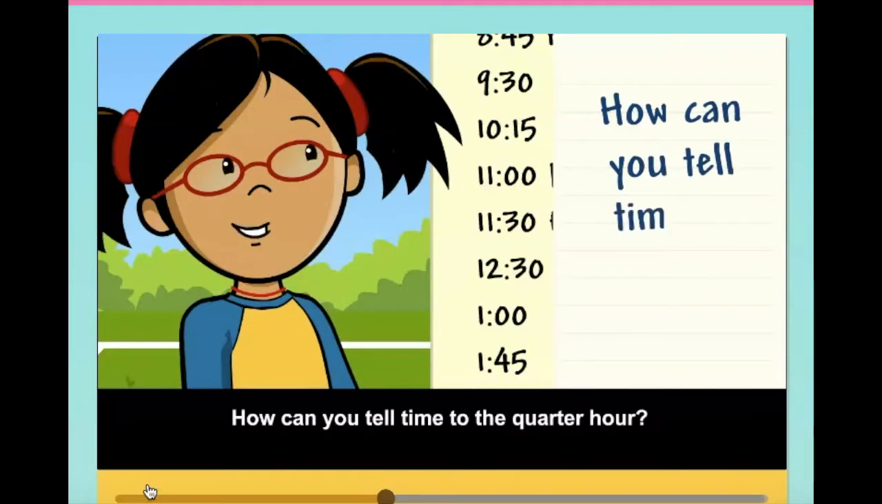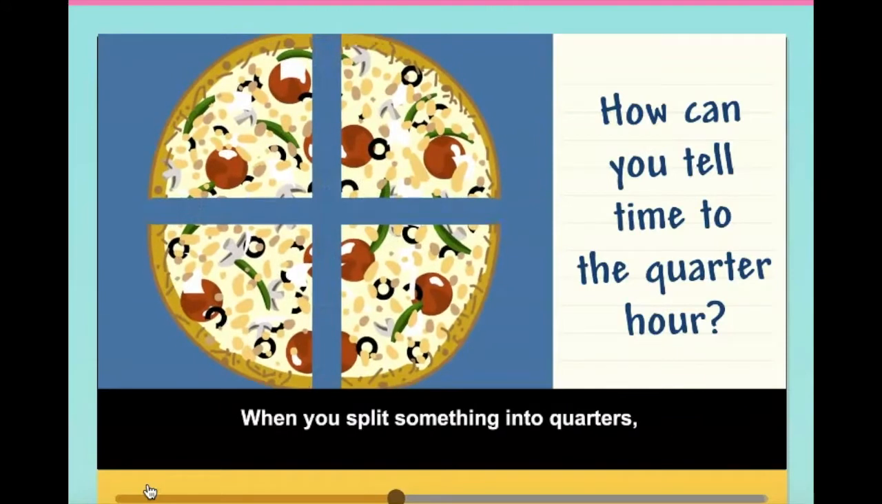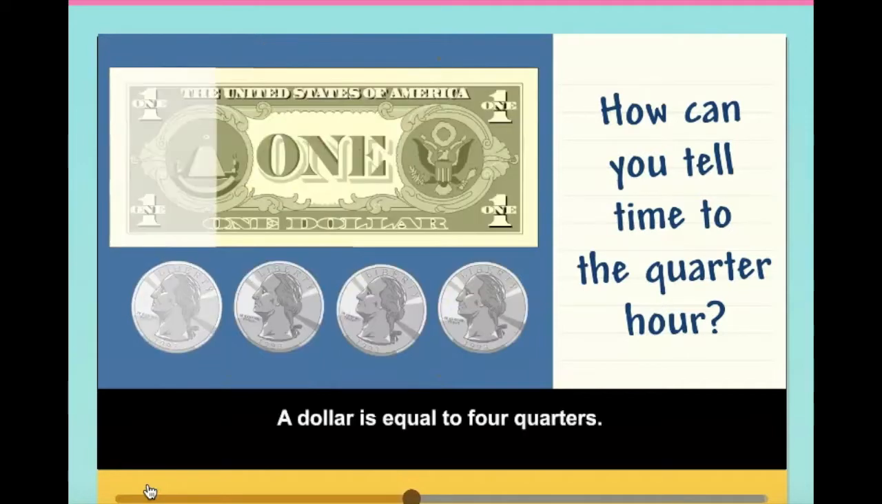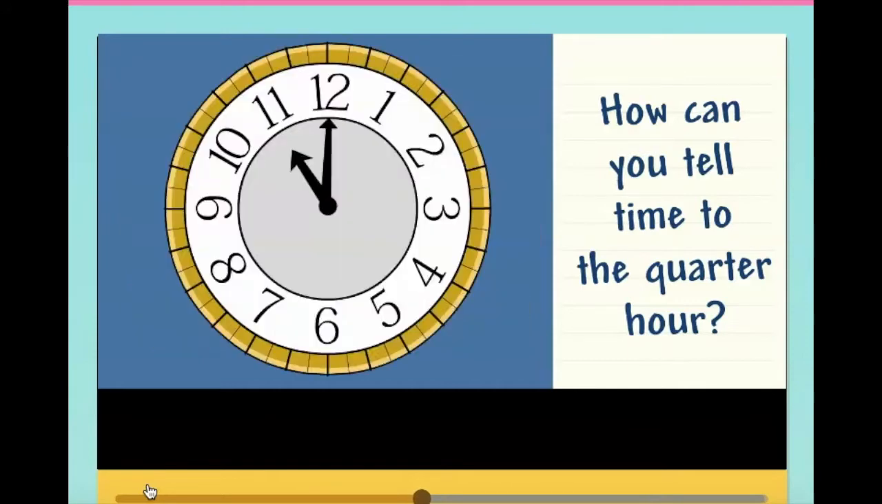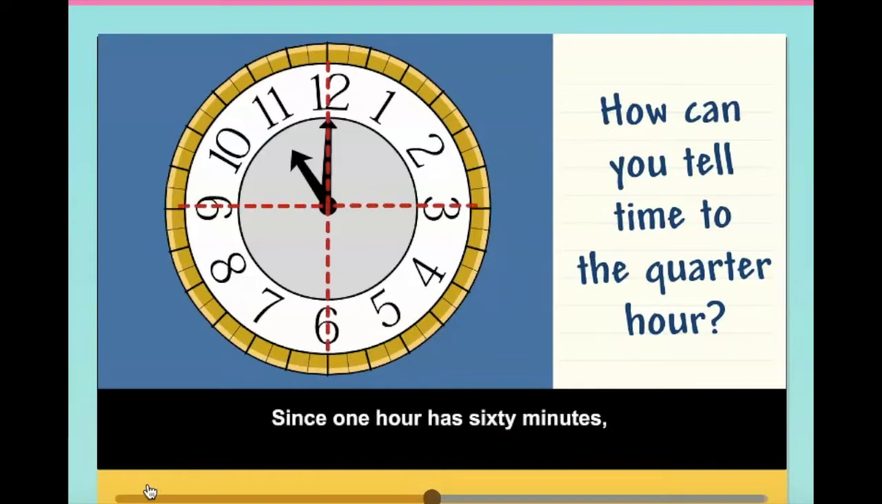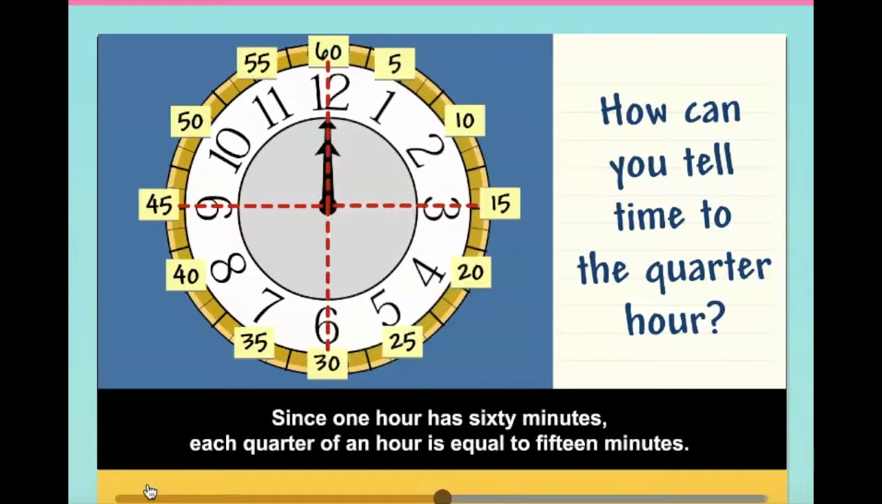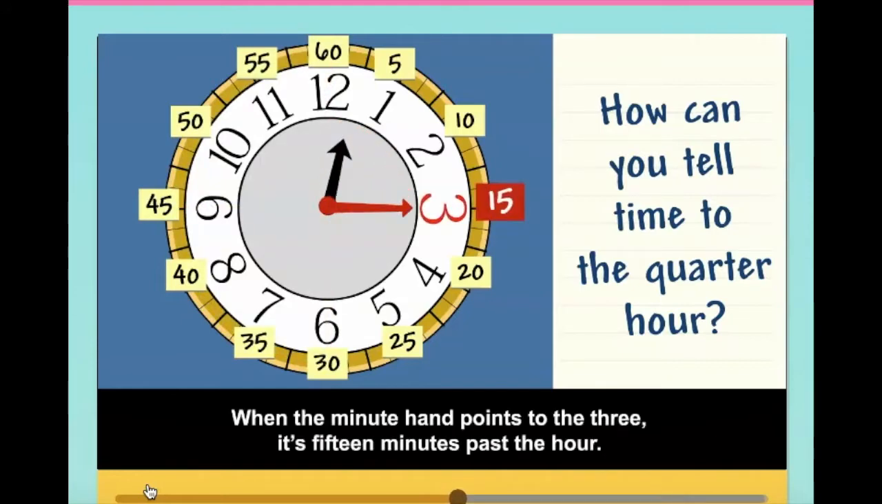How can you tell time to the quarter hour? When you split something into quarters, you divide it into 4 equal parts. $1 is equal to 4 quarters. An hour can be split into 4 quarter hours. Since 1 hour has 60 minutes, each quarter of an hour is equal to 15 minutes. When the minute hand points to the 3, it's 15 minutes past the hour.